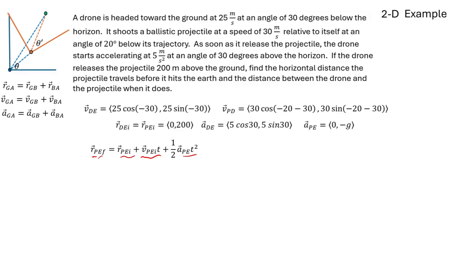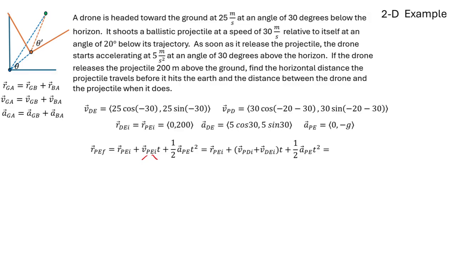So all we have to do is make sure we have all of these things. The initial position of the projectile relative to the Earth, got it, no problem. The initial velocity of the projectile relative to the Earth, that we don't have yet. And the acceleration of the projectile relative to the Earth, we have. So there's really only one thing that needs to be worked out, and that's the velocity. And that's fine. We just use our velocity addition rule.